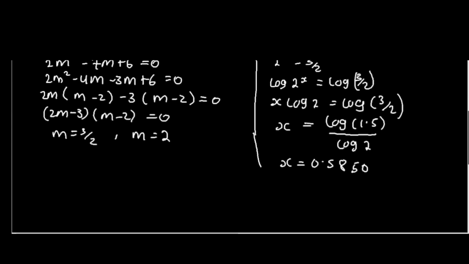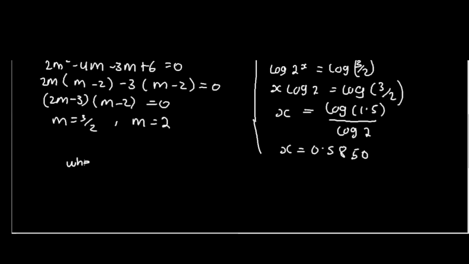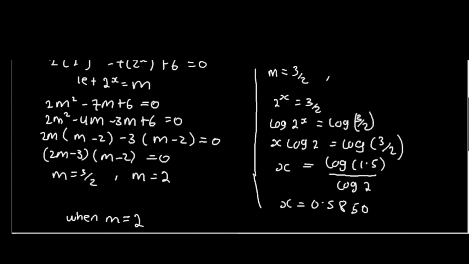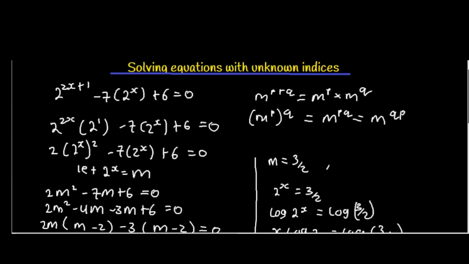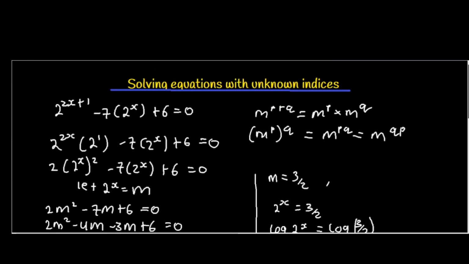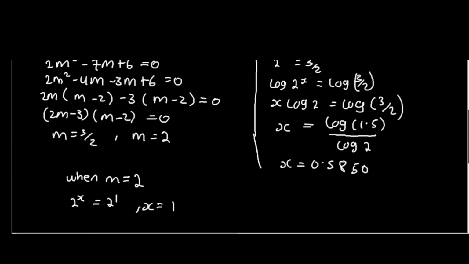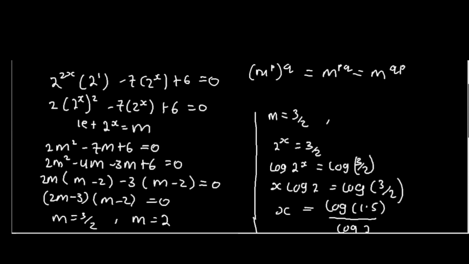And then let's take another case, when m is equal to 2. Remember that our m is 2 power x, so we shall have 2 to the power of x being equal to 2. And here we can even compare the powers or the indices, because this is the same base. So 2 is the same as 2 to the power 1, and here we can just say that x is equal to 1. By so doing, we've solved x, which was an unknown index. And so these are our answers, 0.5850, and then we also have x equal to 1.